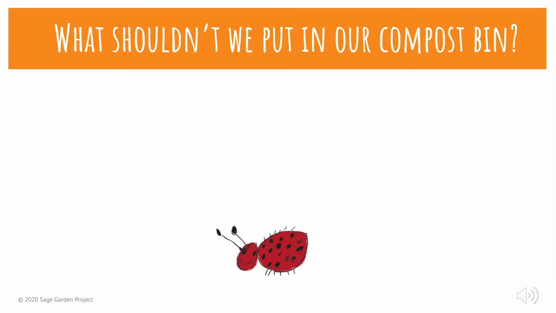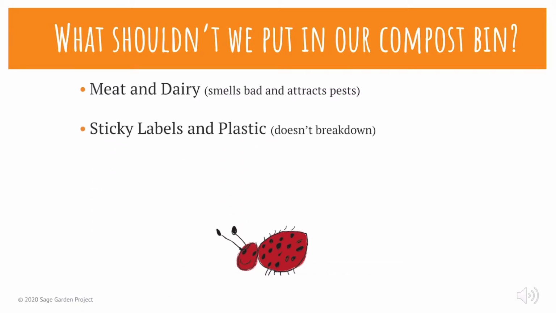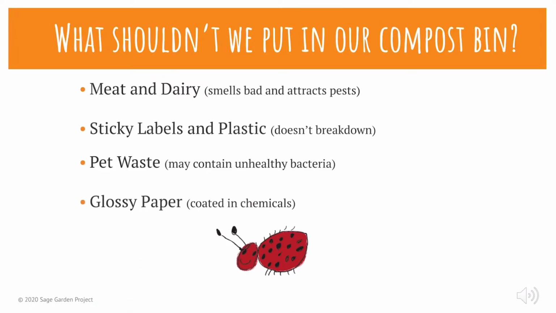What shouldn't we put in our compost bin? We should not put meat and dairy because it makes it smell bad and then it attracts pests. No sticky labels and plastic because they don't break down. Pet waste. It may contain unhealthy bacteria. Glossy paper. It's coated in chemicals.